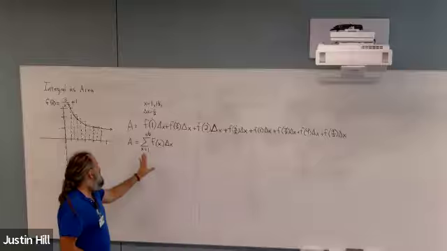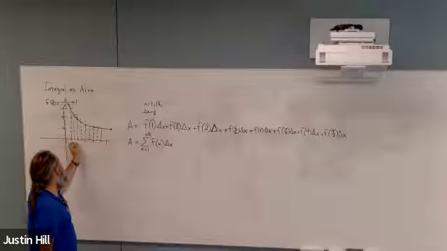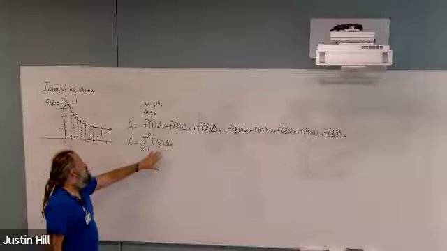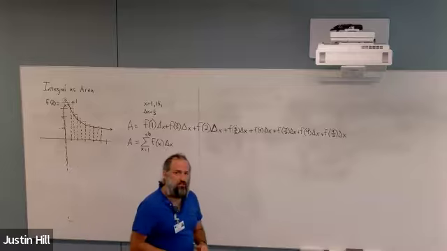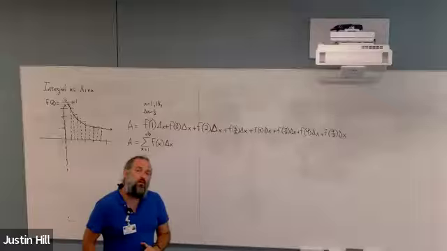We can keep playing this game, and they did this for thousands of years. We can make smaller delta x's, but we're never going to get the exact area under the curve. We're going to get closer and closer, but never get the exact area.